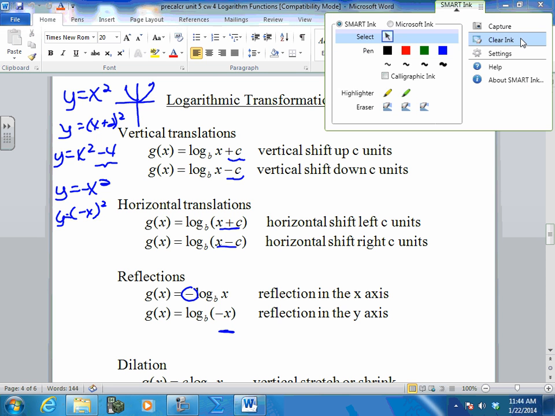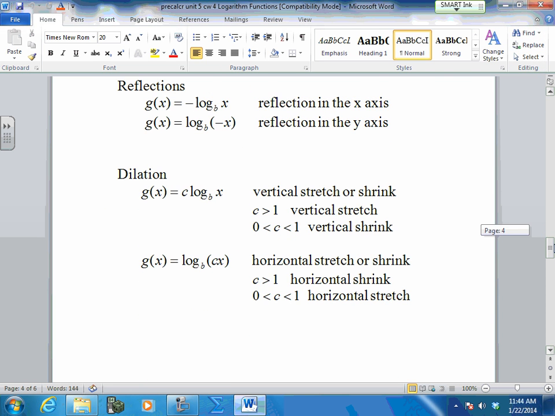And we'll do some so that you can see the difference. And a dilation. The dilation is your vertical stretch, your horizontal stretch, your shrink. If it's outside here, this C, we're stretching this if it's greater than 1. If it's less than 1, you're shrinking it. Now remember, when you stretch the parabola, it looked like it pulled it straight up, right? When you shrunk it, it looked like it flattened it out. So it kind of has that effect here.